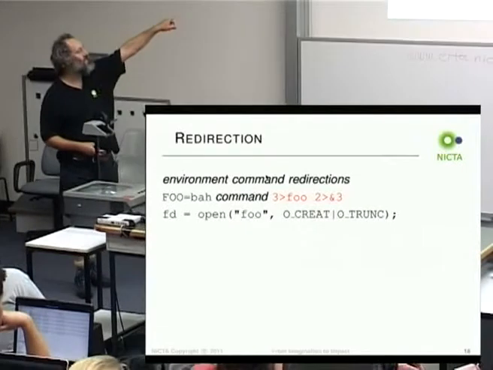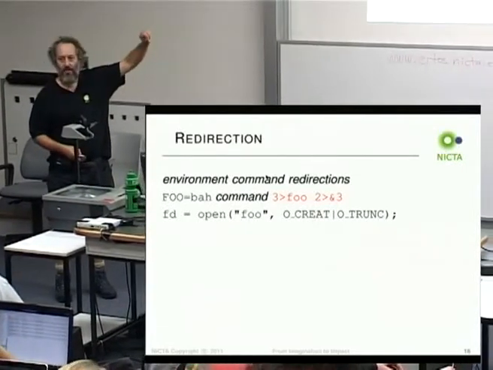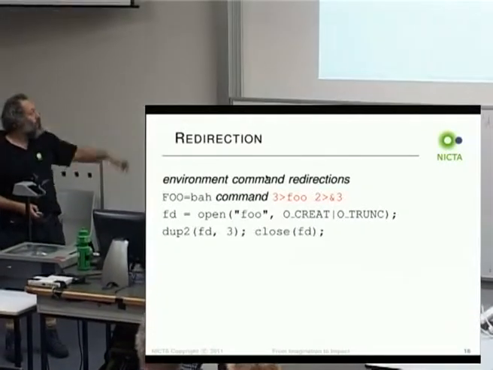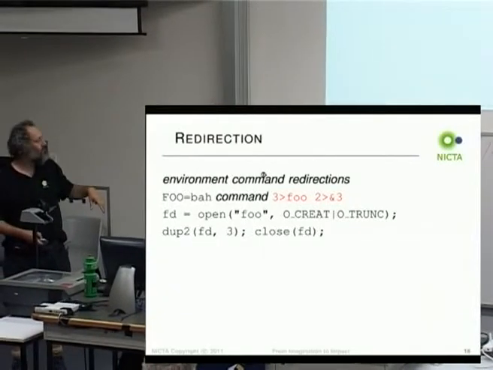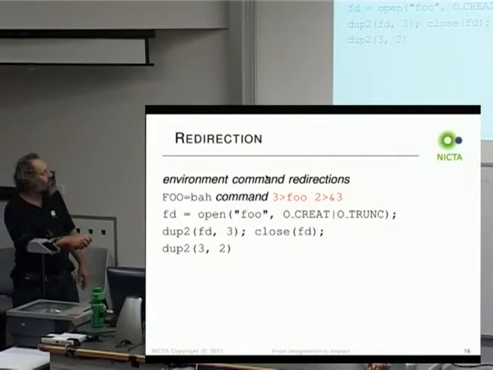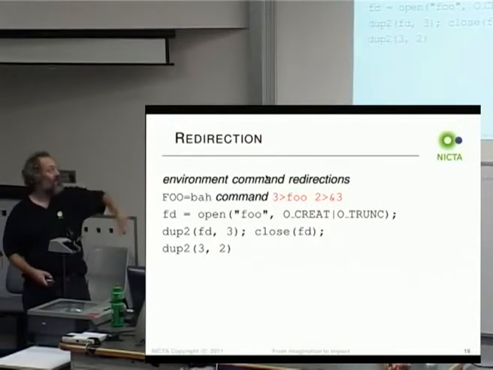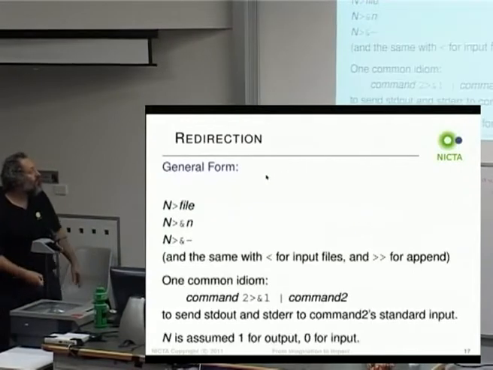What that does in the shell is it opens foo with O_CREAT and O_TRUNC. So it'll destroy it and open it. Make that file descriptor into file descriptor 3 and then close it, just like you would. And then the second line says make file descriptor 2 the same as file descriptor 3. So that's what that one does. So if you're a C programmer, that set of redirections essentially does this stuff.